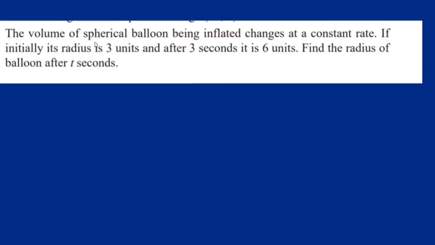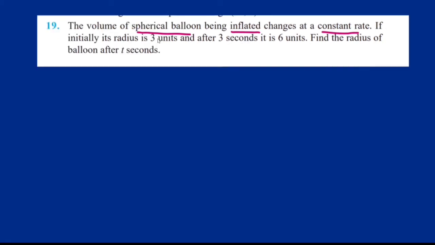Question number 19. The volume of a spherical balloon being inflated. So the volume is changing at a constant rate. So in differentiation, whenever they say something is changing with respect to time, use the concept of differentiation. Rate of change of volume is denoted by dV by dt. dV by dt is a constant. That is the first line. The volume of a spherical balloon is changing at a constant rate.